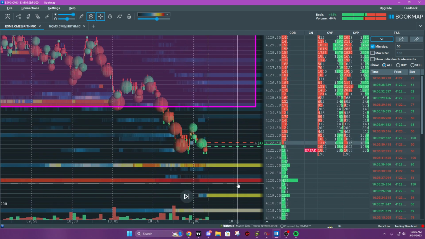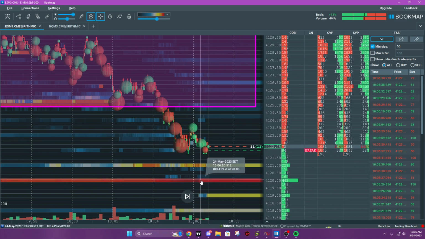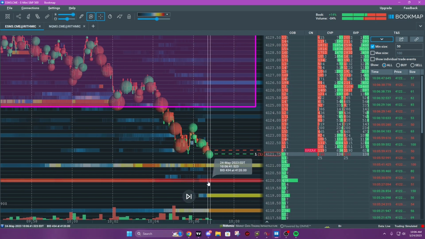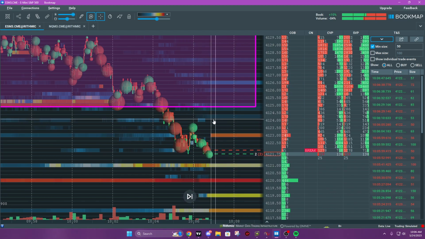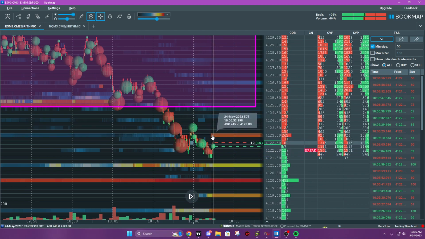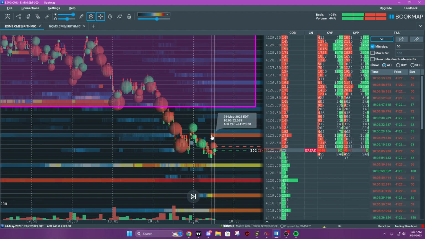Nothing crazy happening right now. 4120's got 500 lots sitting at it, basically, right? 500 lots. You can see this orange line just popped up, so this could be someone trying to keep the market pushing down. Could be someone like that.